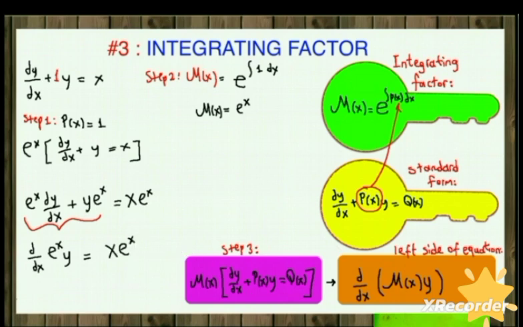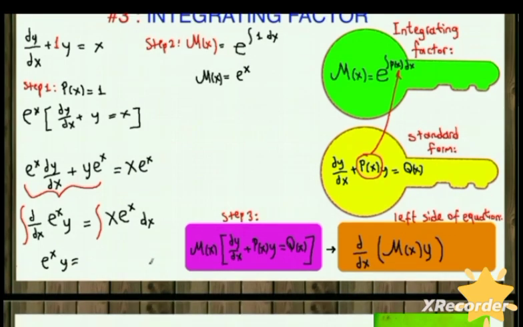Now we're going to integrate both sides. Our next step is to integrate both sides. Here, integral and derivative cancel each other. And what we get is e to the x y equals the integration of x times e to the x with respect to dx. So let's do it here.